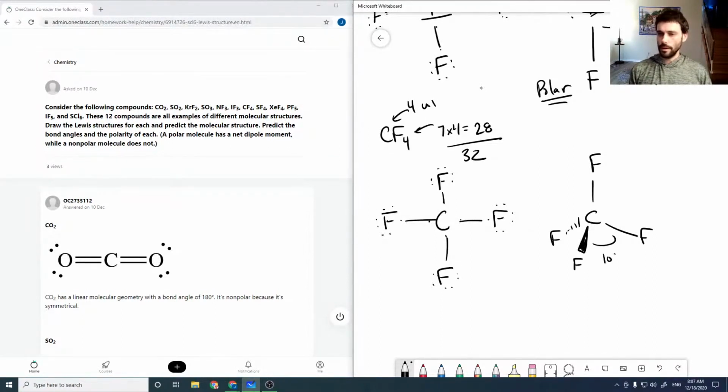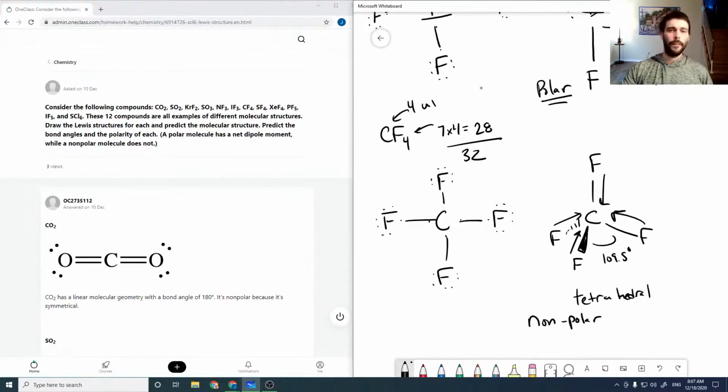Okay, so these are all 109.5 degrees, tetrahedral. And although there are bond dipoles along each of these, because of the symmetry, they will cancel, so this guy is non-polar. Okay.